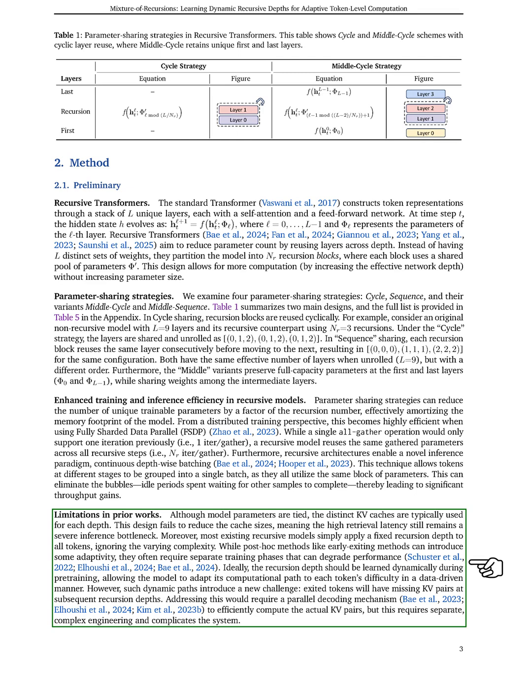While some methods can adapt to this, they often require separate training phases that can hurt performance. Ideally, we want the recursion depth to be learned dynamically during pre-training, allowing the model to adjust based on each token's difficulty. But this introduces a challenge. Tokens that exit early will lack key-value pairs in later recursion depths, necessitating a complex parallel decoding mechanism.